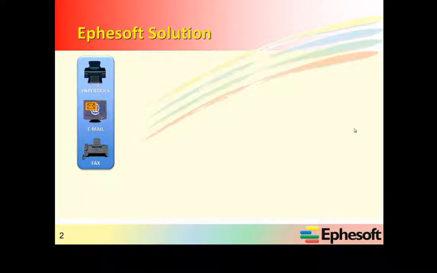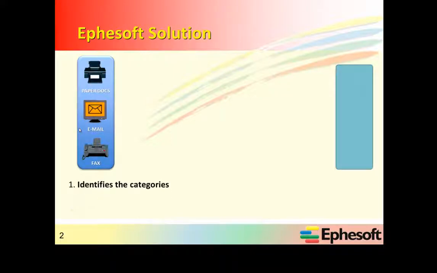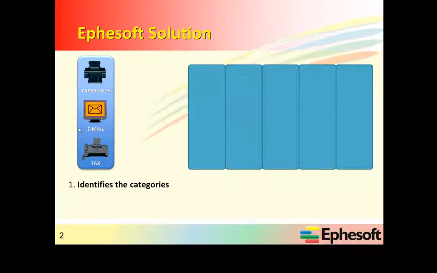So in Ephesoft, we've set up this platform to be able to ingest a number of different formats. Maybe it's a paper document or an email or a fax. These are all different ways a document could enter the organization. So what we do in Ephesoft is we look at your process, we understand it, and we identify the different document types or categories that might fit into your business process.